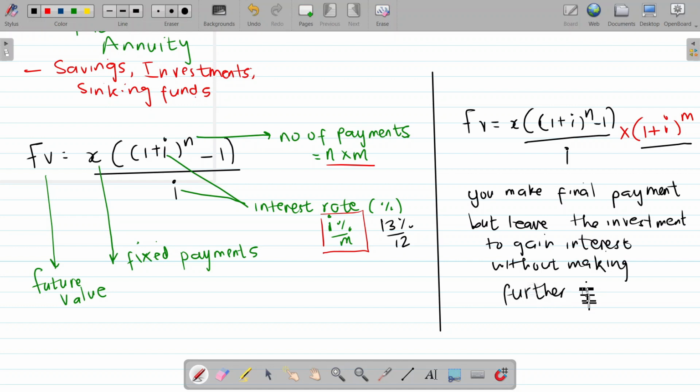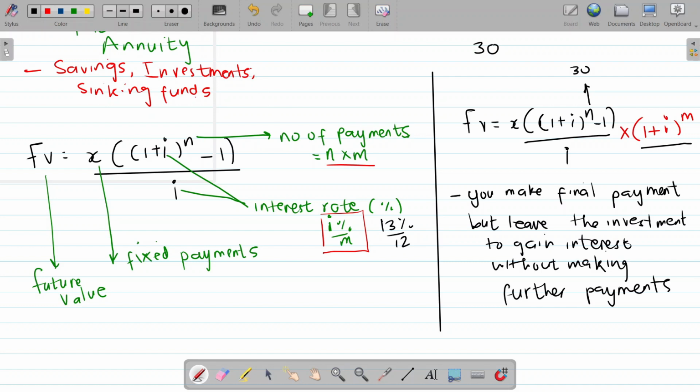Further payments. So this is a scenario where you make a final payment but leave the investment to gain interest without making any further payments. So now let's just say you made 30 payments, right? Which means that your N is going to be 30, because that's the number of payments you've made.